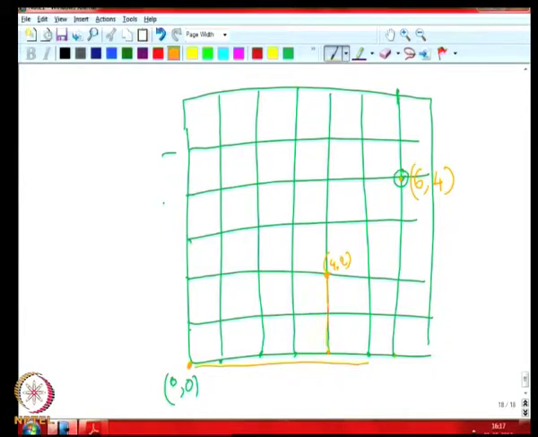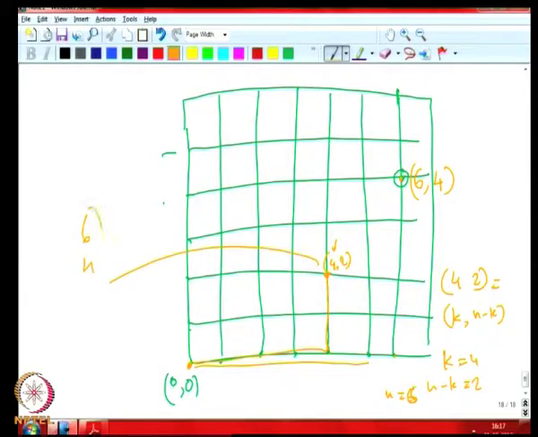So now I first count how many ways to reach here, right. So this is 4 2, so I will write it as k, n minus k. So that means k equal to 4 here, n minus k equal to 2 here. So that means what is n? N is equal to 4 plus 2, 6, n equal to 6, right. So now there is 6 choose 4 ways, that is what we proved before. There are 6 choose 4 routes to reach from here to here. From here to here, how many ways can I reach?